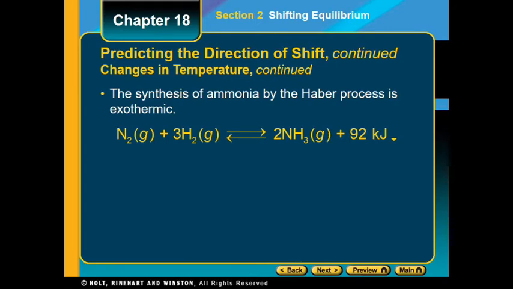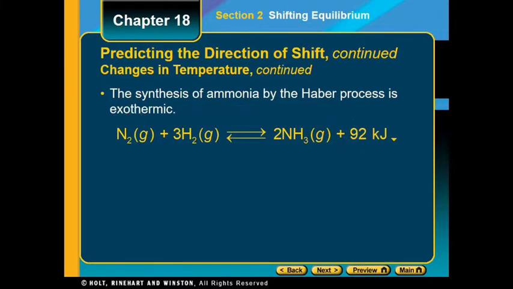So looking back at the Haber process again, notice this time they give us the energy that's associated with it. And in this one, it is considered exothermic. How this is placed, it says plus 92. So they are adding this as a product. Because they're adding it as a product, it will be exothermic the way it is stated right here.